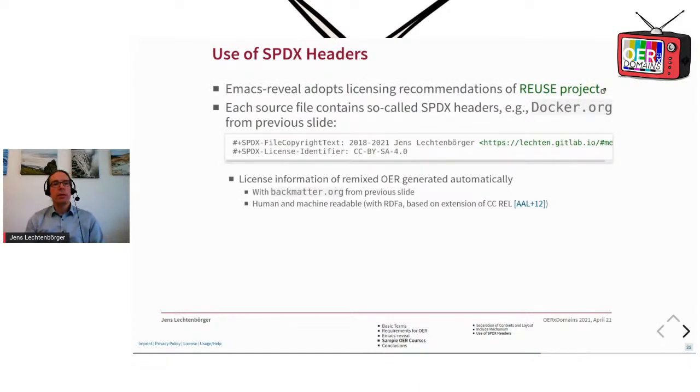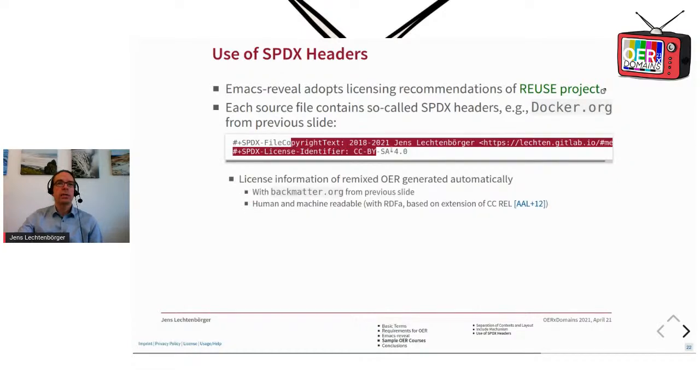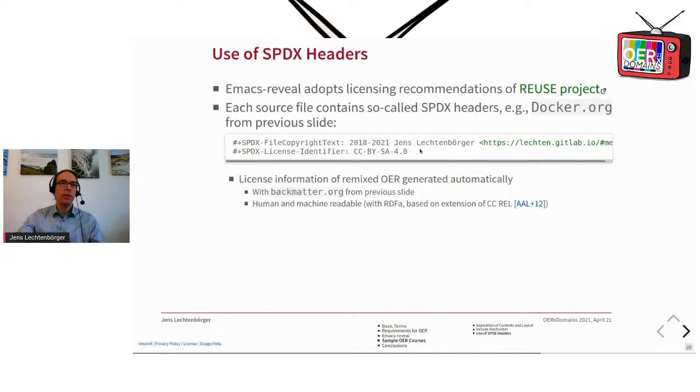In addition, when thinking about OER, as I said, we need to think about license considerations, and emacs-reveal adopts licensing recommendations of the reuse project. It's a project around software development, but still the ideas are quite simple. So in the source files, I just include license headers, such as those that you see here, a line indicating copyright, and then also what type of license I'd like to share that under. And then in the presentations, license information is generated automatically in human and machine readable form.